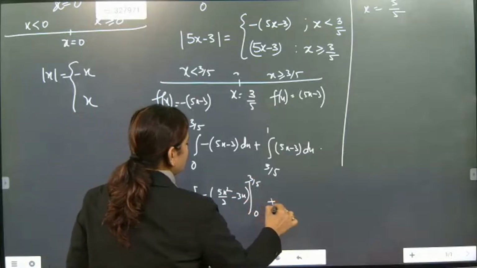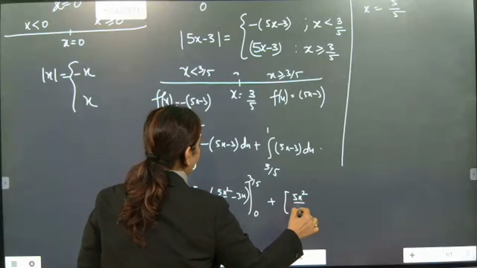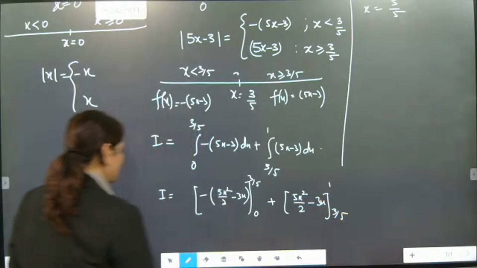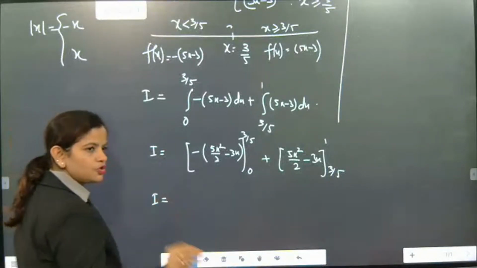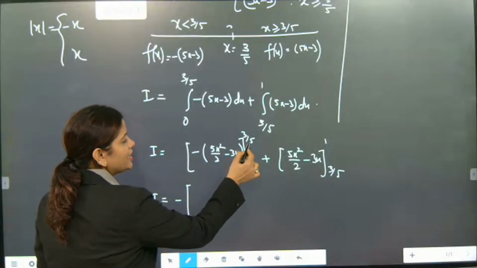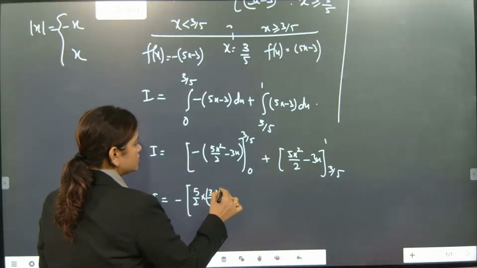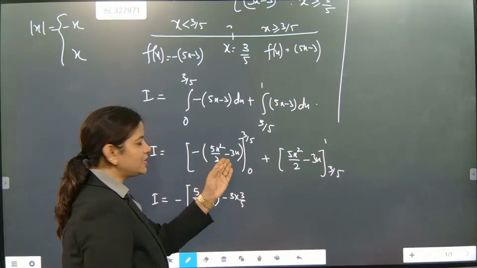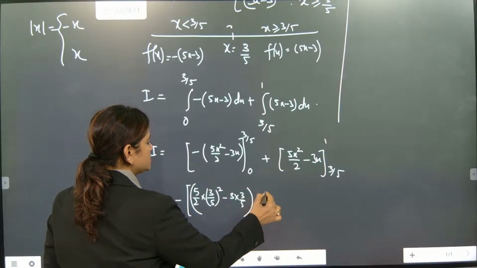Understood? Now here, plus, what are you going to do here? 5x square by 2 minus 3x. This time the limit is 1 by this. Now just substitute the value and enjoy your game. Math should be in your control. First remember this, minus I am going to take out. Now 1 time 3 by 5 into 5 by 2 into 3 by 5 whole square minus 3 into 3 by 5. Done? Now 0 multiplying means everything will become 0.